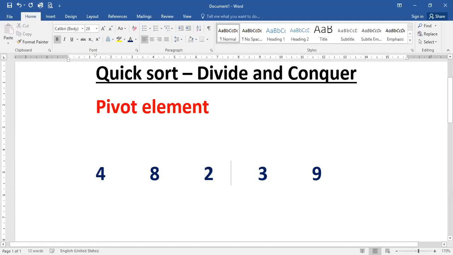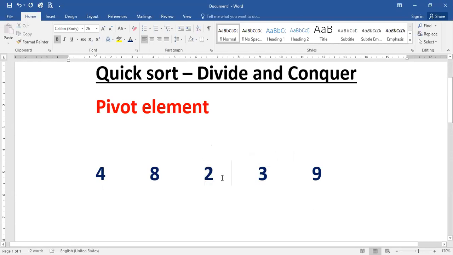Suppose instead of 2 there is 1; which one is to be chosen? You can choose either 2 or 1. Understood? For example, here we have 5 digits, so when choosing the middle element we took the middle element, 2.